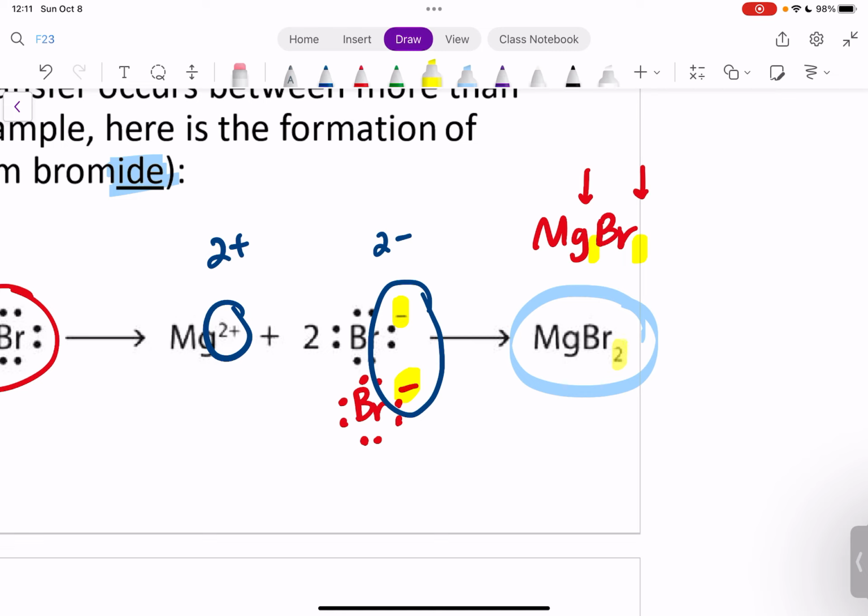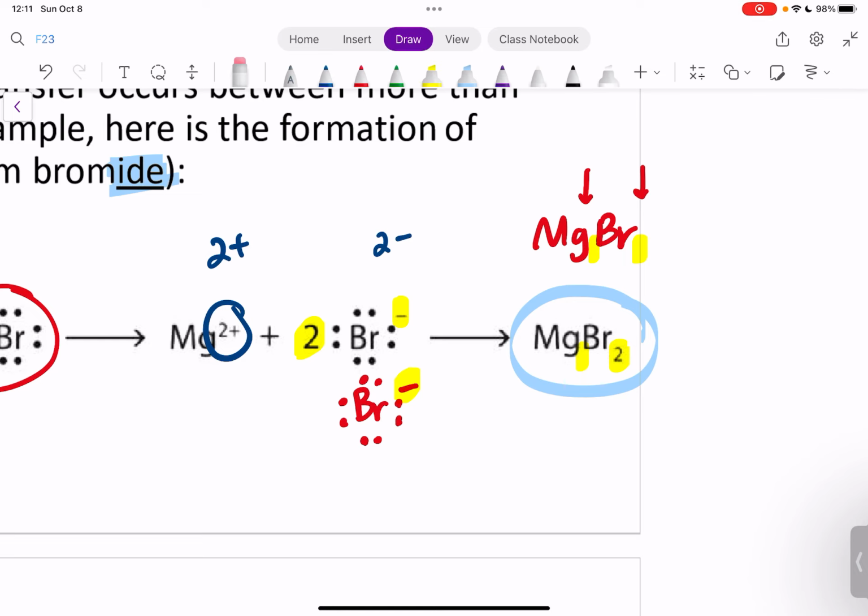But notice we have this 2 here. Why do we have that 2 there? Well, remember, we have 2 bromines, right? So we have to actually indicate that we've got those 2 bromines, or I should say bromide ions, okay? And then no number here because we've only got 1 magnesium, okay?